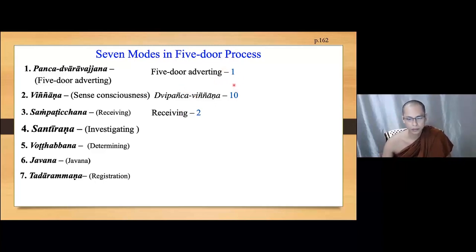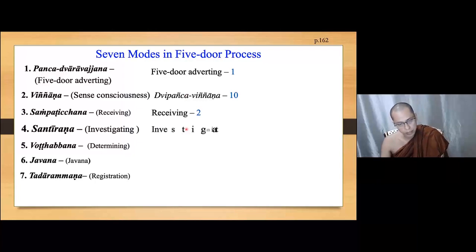And here, there must be the wholesome resultants, any of the wholesome resultants of dvipanca vijnana according to the types of the object. Then the receiving consciousness is also wholesome resultant, and the investigating consciousness is also wholesome resultant. In this way, for investigating consciousness there are three, so in this mood there can be three types of consciousness.